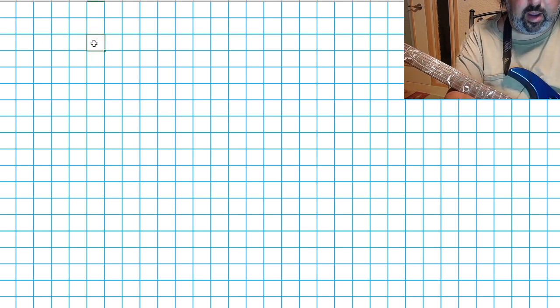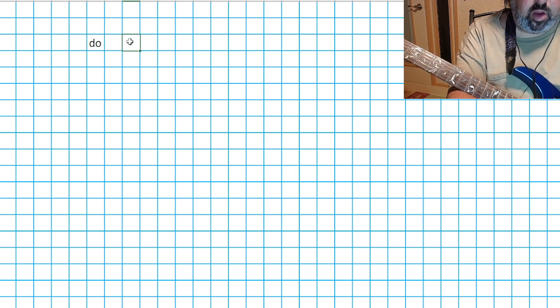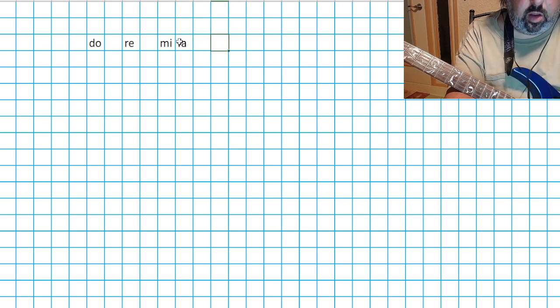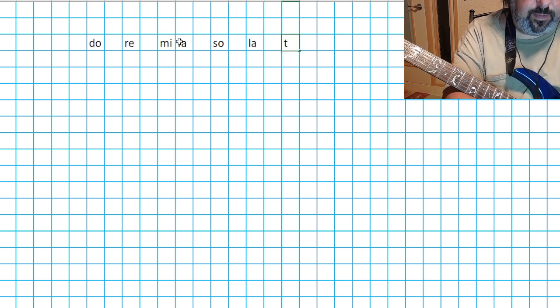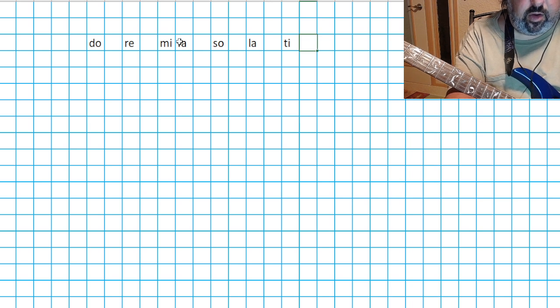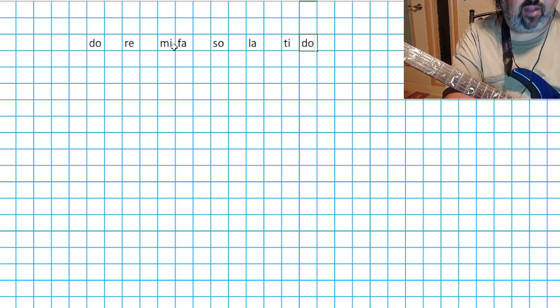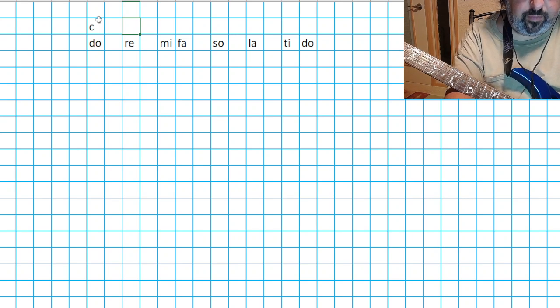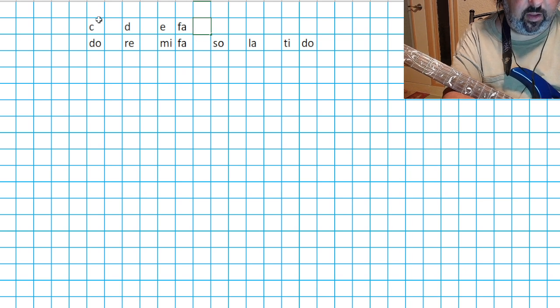If this is, say, do, re, mi, fa, so, la, ti, and do again. See, we have two half steps between mi and fa and ti and do. Or we could even say C, D, E, F. I don't know why that copied the A there. That was weird.